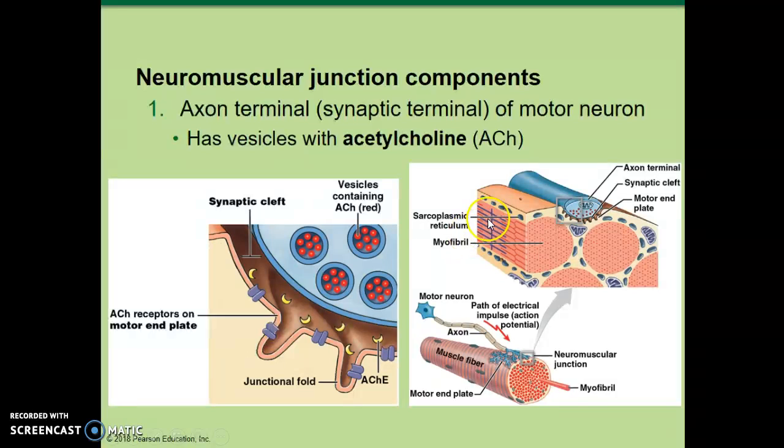Now what happens is the muscle fiber actually indents right where the nerve ending is going to come, and that's called the motor end plate. So over here on the left, you can see the motor end plate. There is a gap there. The neuron does not actually touch the muscle fiber. That gap is called a synaptic cleft.